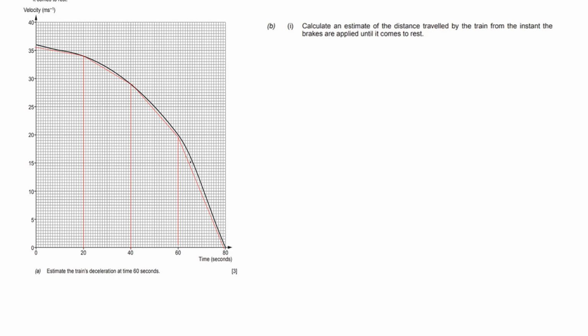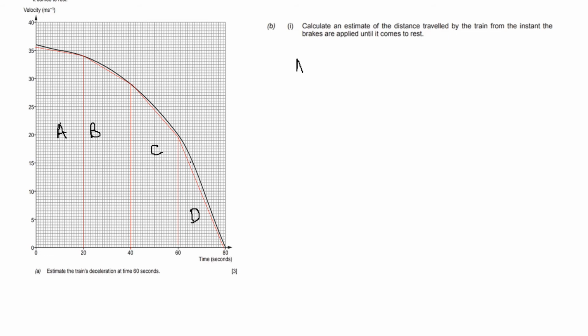So we need to calculate an estimate of the distance travelled by the train from the instant the brakes are applied until it comes to rest. So I need to calculate the area underneath the graph. As you can see from the red line, we split the area up into trapeziums and triangles. If you have a graph that has a flat line on, so a horizontal line, because there's a constant velocity, then you would use a rectangle or square for that.